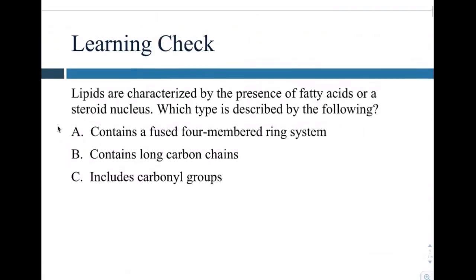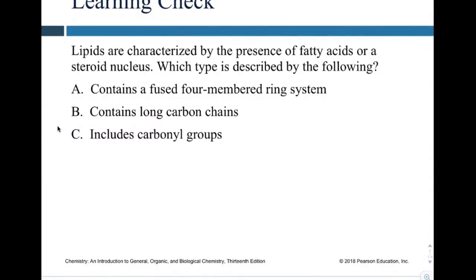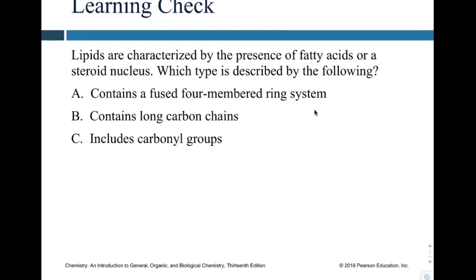Okay, so this is asking you to tell which type goes with each of these. A: it contains a fused 4-membered ring system. Remember, that is your steroid. Contains long carbon chains, that's going to be your fatty acid. And then contains carbonyl groups, that's going to be your ester groups, right? Those carbonyl carbons are going to be your fatty acids.